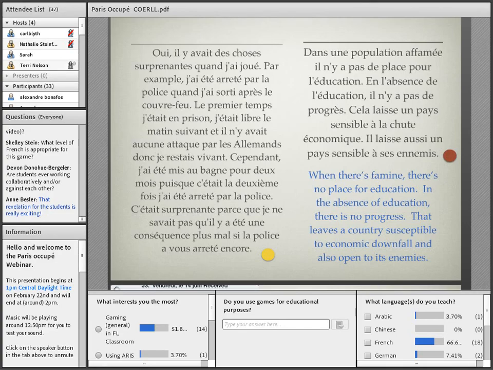Here's a little clip from one of their follow-up surveys, where they were asked about different kinds of things. One of the students wrote, "When there's famine, there's no place for education, and in the absence of education, there's no progress. This leaves a country susceptible to economic downfall and also open to its enemies." So I thought that was a really profound observation for a student.